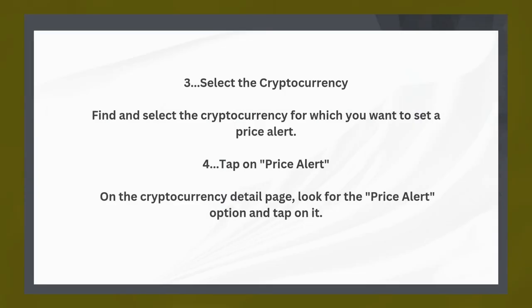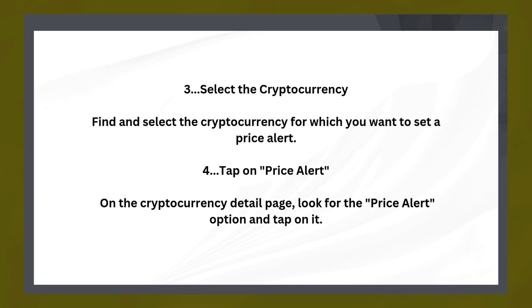Number 3, select the cryptocurrency. Select the cryptocurrency for which you want to set a price alert. Number 4, tap on Price Alert. On the cryptocurrency details page, look for the Price Alert option and tap on it.